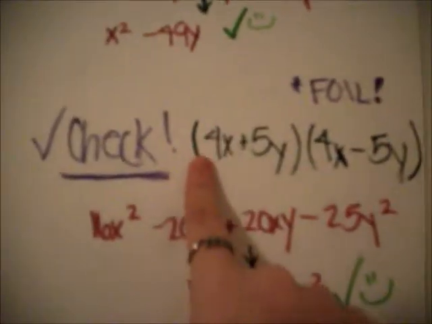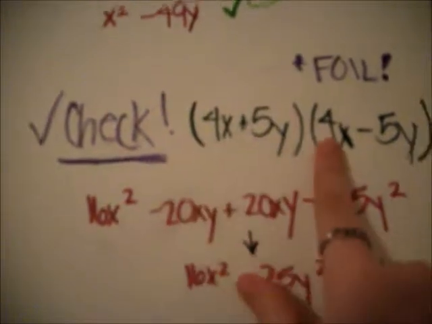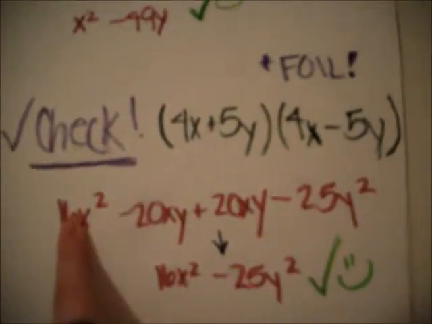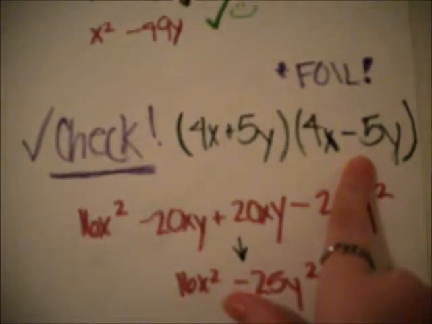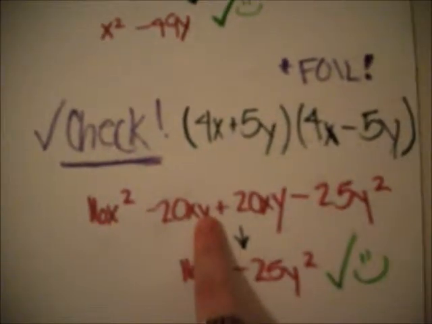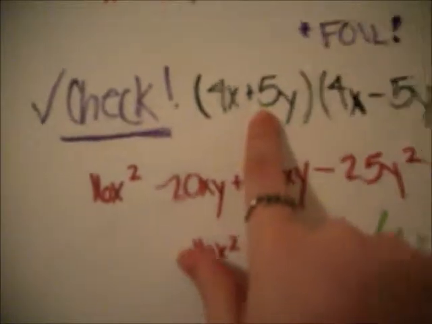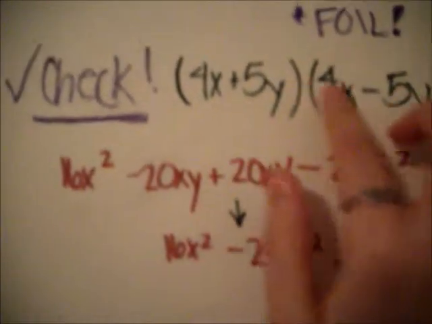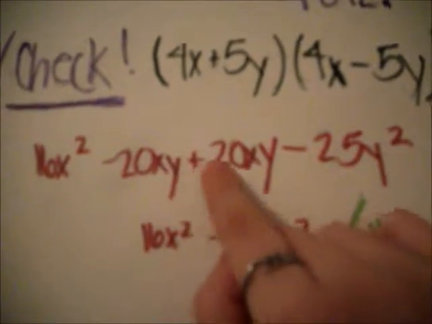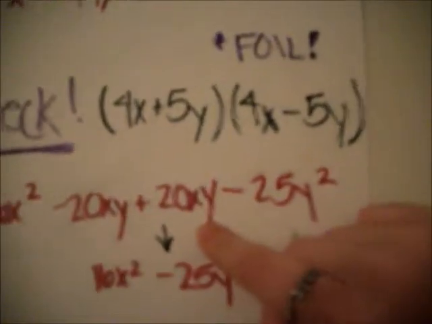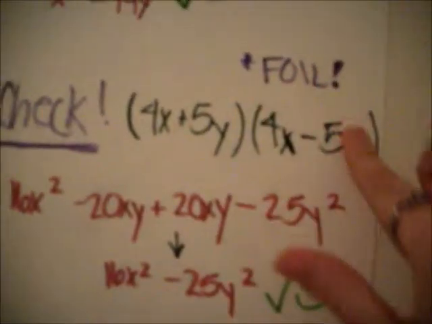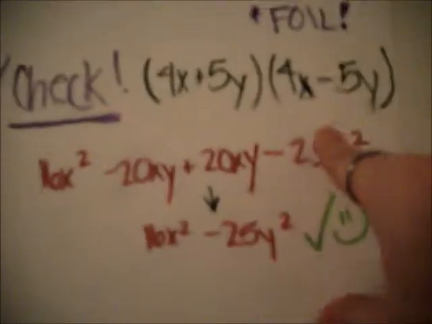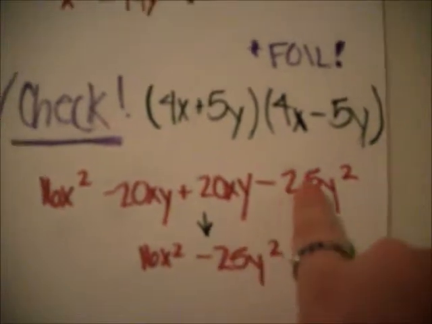So the first terms, 4x times 4x is 16x squared. Outer terms, 4x times negative 5y is negative 20xy. Inner terms, 5y multiplied by 4x is positive 20xy, and last terms is positive 5y multiplied by negative 5y. Don't forget to make this negative, so that's negative 25y squared.